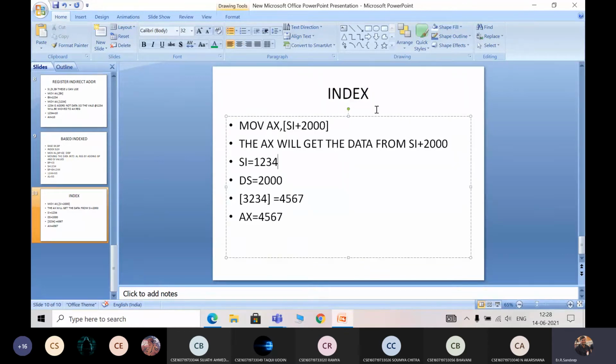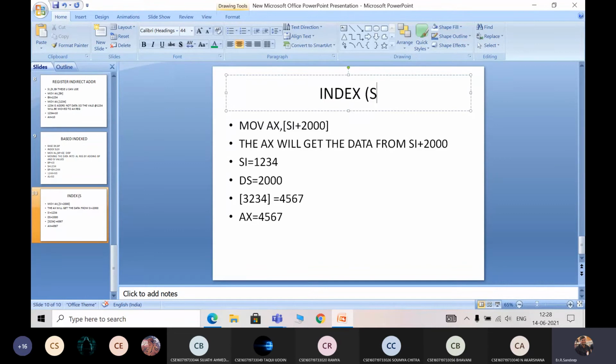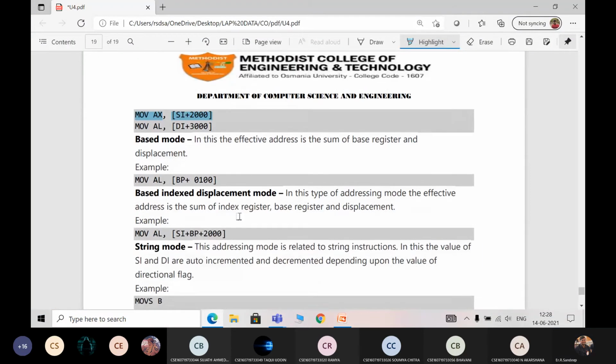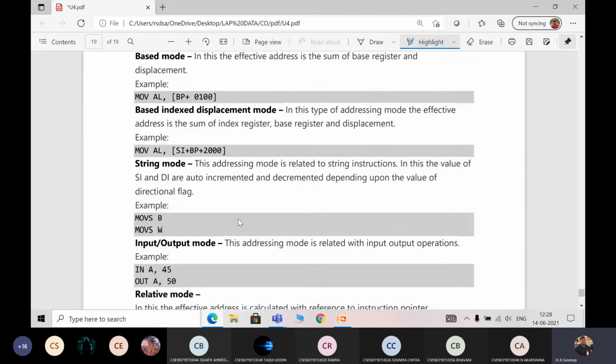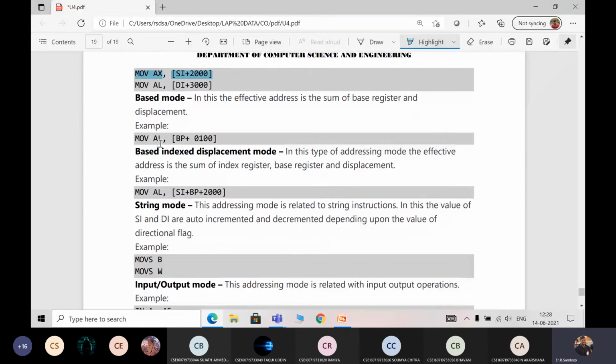Indexed. So to index we have the possible registers which you can use here: under index, the source index and the destination index. That is about the index registers. Now base: the base register, base pointer and the BX. So base pointer and the BX register.